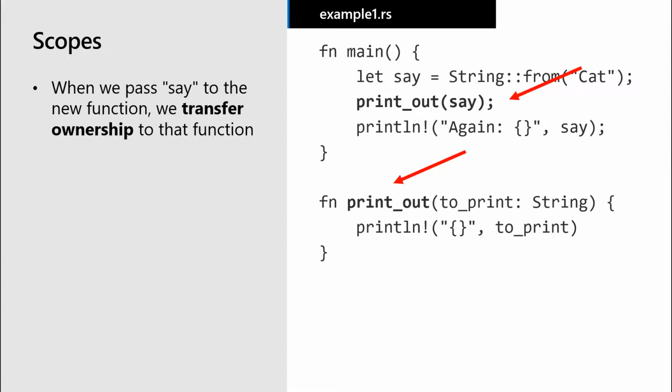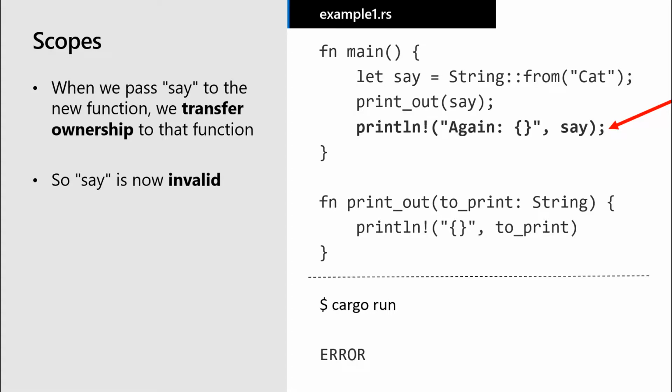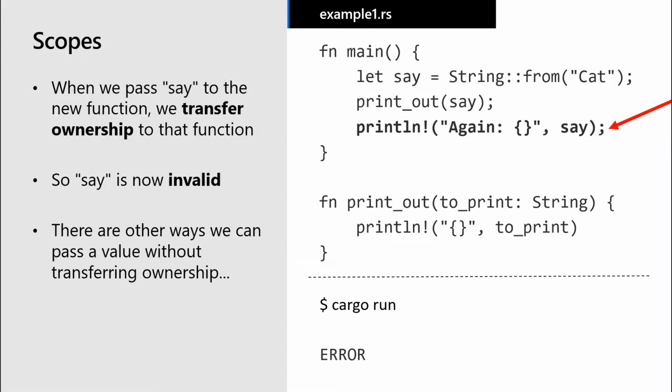When I pass the value of the say variable to the second function, I transfer ownership of the value to that function. Once I transfer ownership, the variable is now out of scope in my main function. If I try to access the value of the say variable in my main function after it has been transferred, I receive an error. The compiler catches that I'm trying to access a value whose ownership has been transferred somewhere else. Are there other ways we could handle passing this string so that its ownership is not moved to the second function? Yes, and we will cover those in detail in the next video.